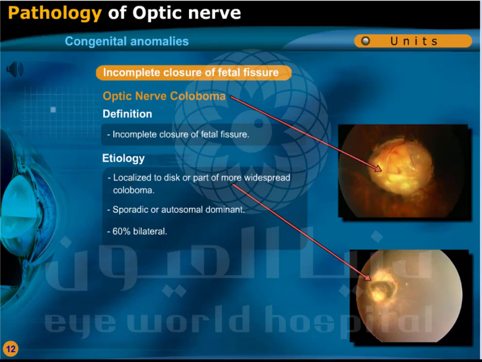Incomplete closure of fetal fissure. Optic nerve coloboma. This is incomplete closure of fetal fissure that could be localized to disc or as a part of more widespread coloboma. It is sporadic or autosomal dominant disorder. In 60% of cases, it is bilateral.